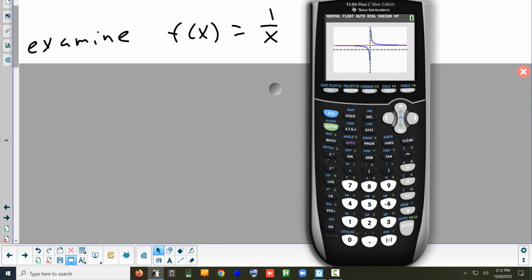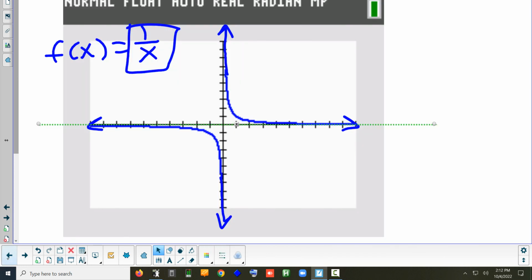Okay, now I want to look at something else. We've already looked at what happens to this graph if you head to the right forever and you head to the left forever. It's called a horizontal asymptote. Now I want to look at what happens as we head towards the middle. Specifically in this graph, I want to look at what happens as we head towards 0. Let's pretend like we are traveling this way on the graph.